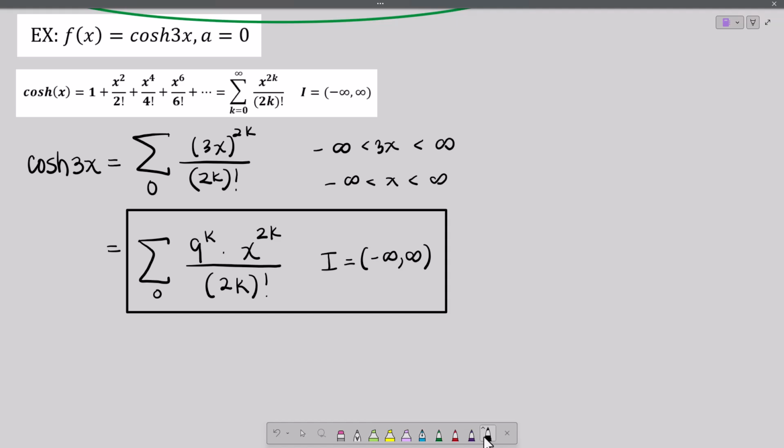Do we need to simplify that out to 9 to the k times x to the 2k on the test? No, you don't have to. But we should.